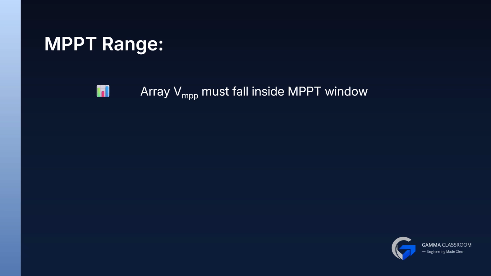Finally, we check the maximum power tracking range. The array's operating voltage, the maximum power point voltage, must fall inside the inverter's MPPT window. This ensures the inverter can track maximum power throughout the year.